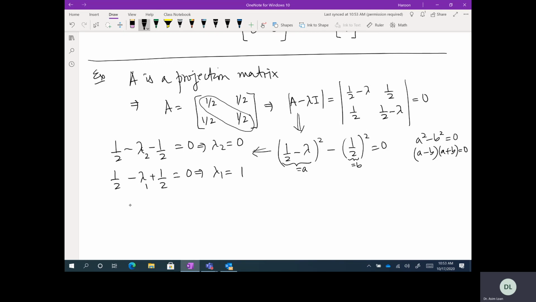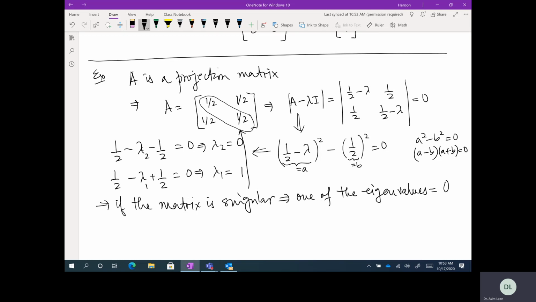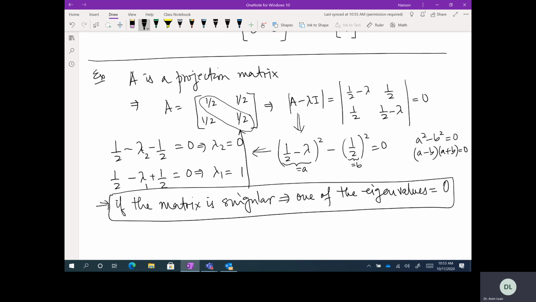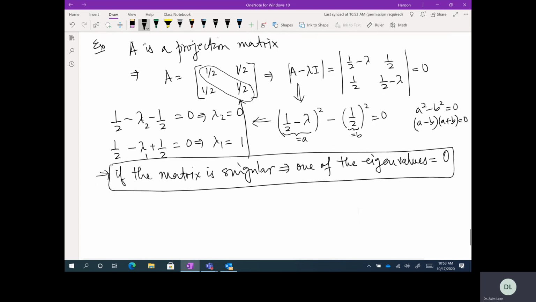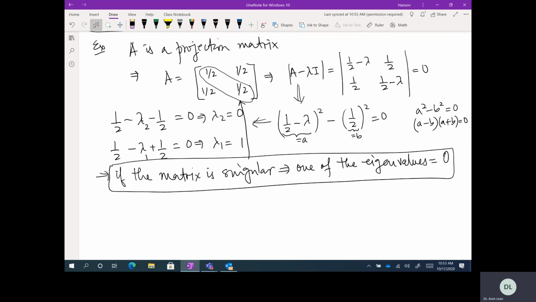So what do you get from this one? If the matrix is singular, this is a very important result. If the matrix is singular, which is this case here, this implies one of the eigenvalues is equal to 0. So if one of the eigenvalues is 0, your matrix is singular and you cannot find the inverse. So what are the corresponding eigenvectors?